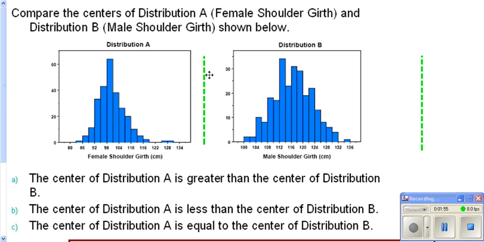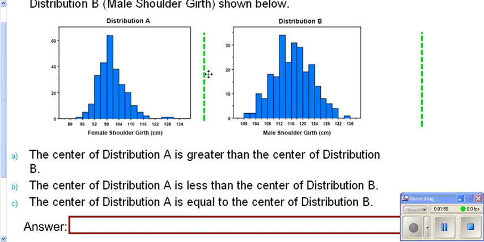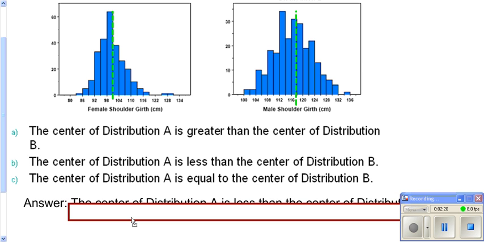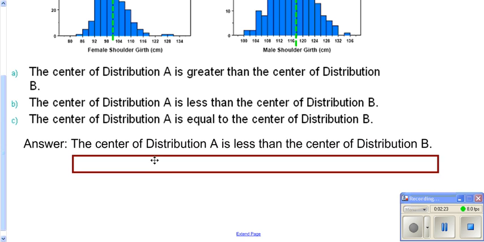Taking a look here at our shoulder width of men and women, here I'm going to put in about the middle of all of our data. Here I'll put in the middle of about all of our data. And you'll realize when you're looking at where these numbers show up that the one over here on the right has a center that's greater than the one over here on the left. So therefore, our answer is the center for the distribution of A, the one on the left, is less than the center of the distribution B, which is the one on the right.